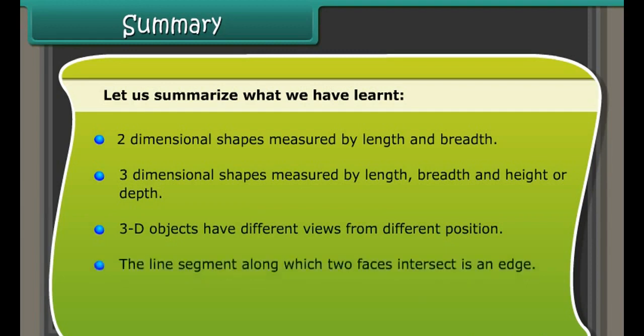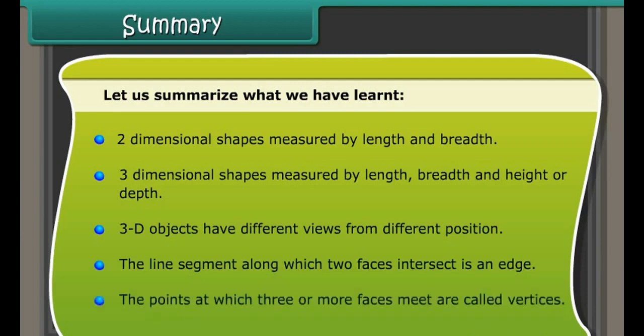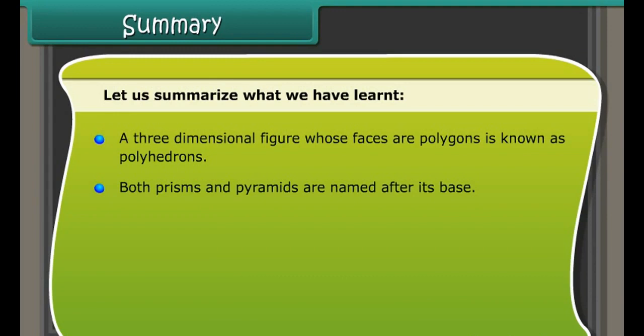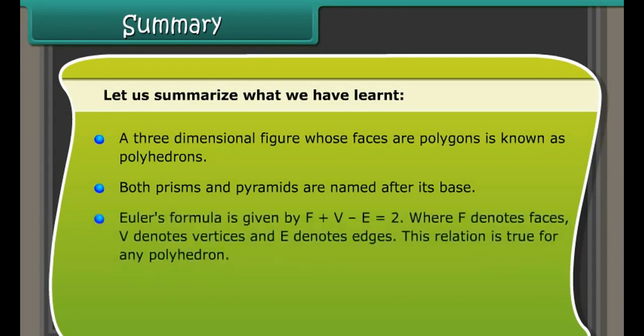The line segment along which 2 faces intersect is an edge. The points at which 3 or more faces meet are called vertices. A 3-dimensional figure whose faces are polygons is known as a polyhedron. Both prisms and pyramids are named after their bases. Euler's formula is given by F plus V minus E is equal to 2, where F denotes faces, V denotes vertices, and E denotes edges. This relation is true for any polyhedron.